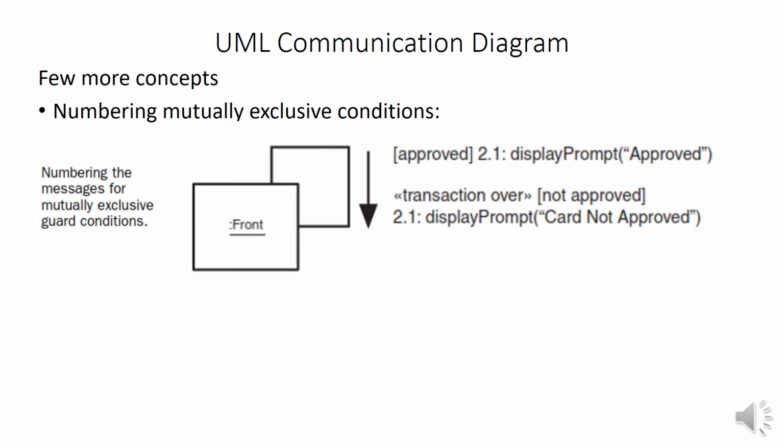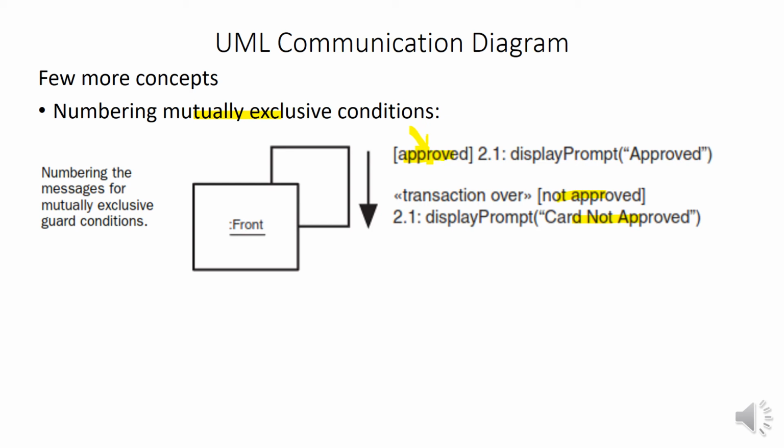A few more concepts on the communication diagram: if you want to represent conditions which are mutually exclusive, mutually exclusive means only one executes at one time. You can say if-else behavior in which only one executes at one time. So this is the guard condition, for example card approved or card not approved. These are the two mutually exclusive conditions.